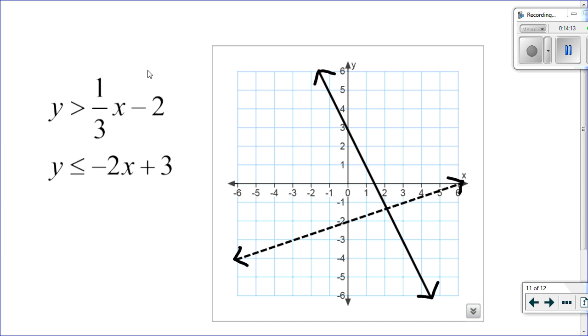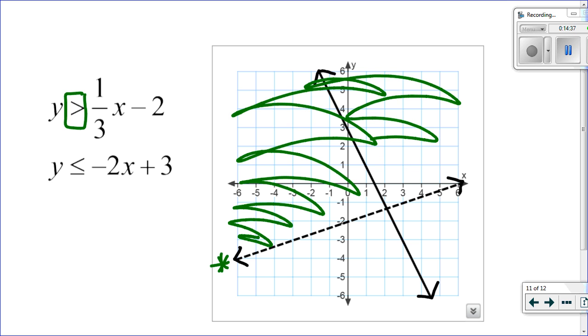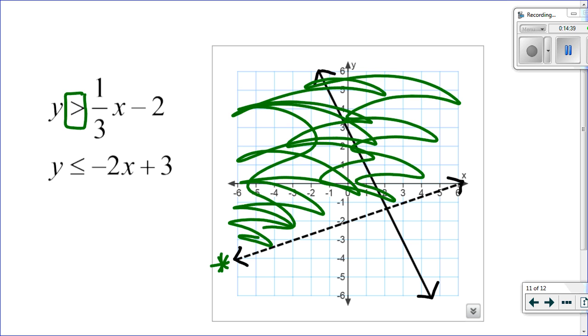So just a couple things to notice about this. My first inequality, I have greater than, right? Not greater than or equal to, greater than. So right away, I know that this line is a dashed line. There's not an equal to, it's a dashed line. So above that line, greater than, I'm going to shade right here. This is going to look a little messy, so just bear with me. Shade a little bit more over here. Everything above that line is shaded.